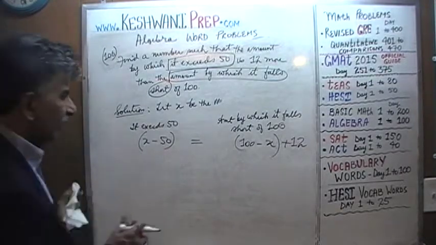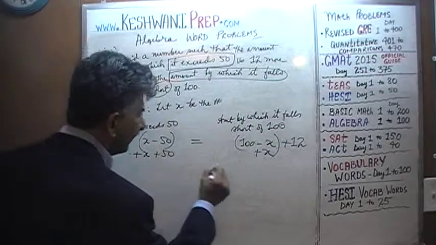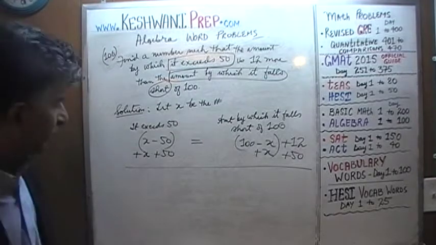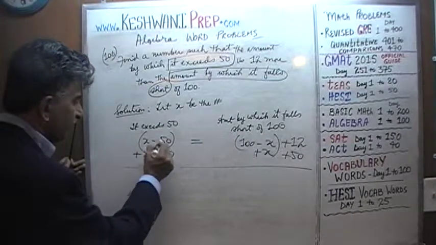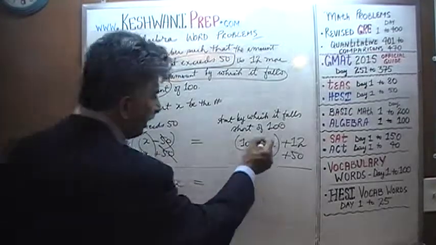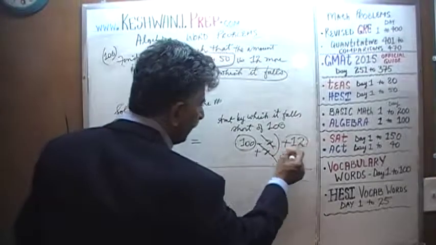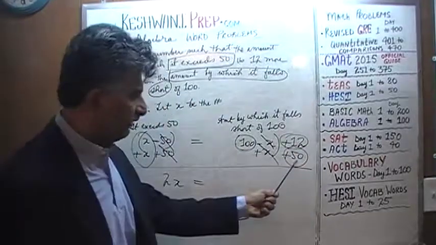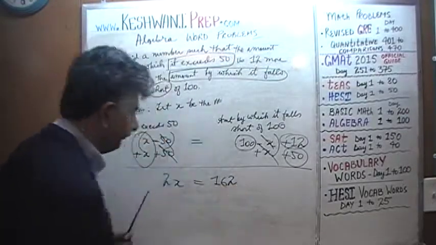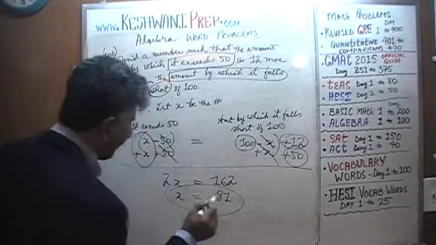Just have to solve for x. So we see an x here, let's bring it to that side. We see a 50 here, let's bring it to that side. The rest is very simple, very straightforward, only takes 2 seconds. Negative 50 and a positive 50 is going to cancel out. x plus x is 2x. And here is where you have to slow down. Negative x and positive x is going to cancel each other out. And here we have three quantities. We have 100, we have 12, and we have 50. 100 plus 50 is 150. 150 plus 12 is 162. Divide both sides by 2, and x equals 81.